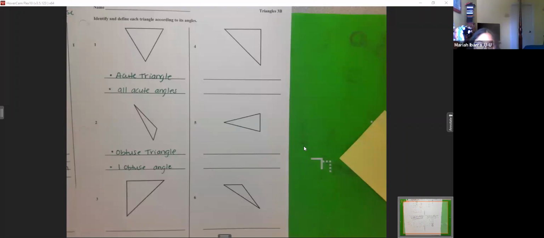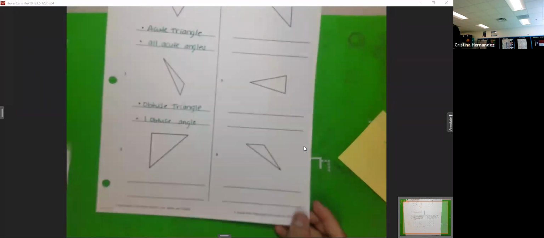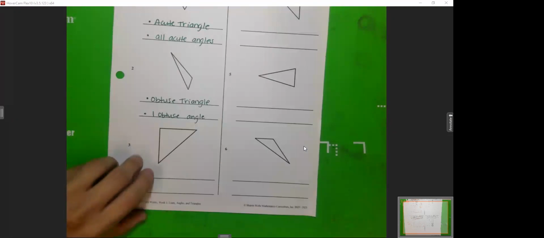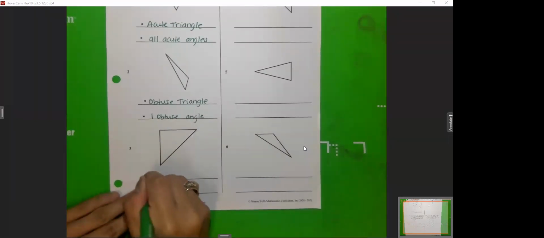What? We're doing three? Yeah, we're doing three. Is it right? It's a right. Yes, it's a right. Easy. Right triangle, right? Yes, it's a right triangle.